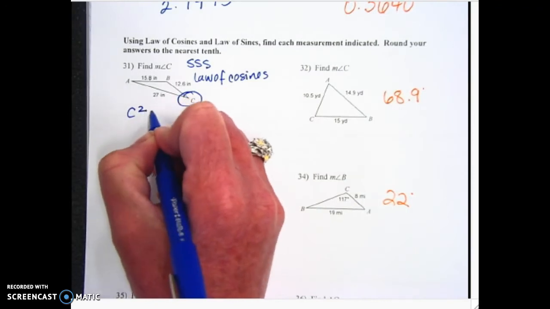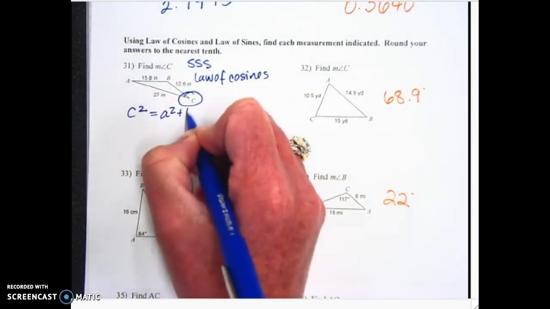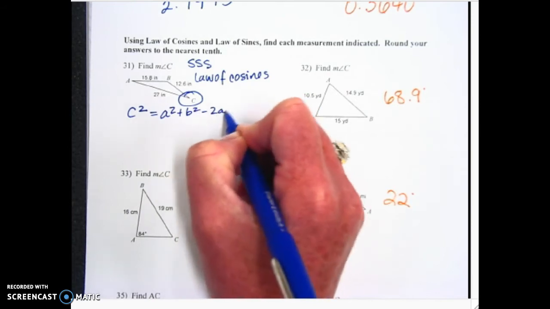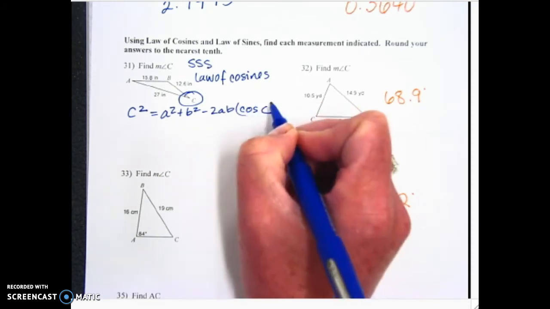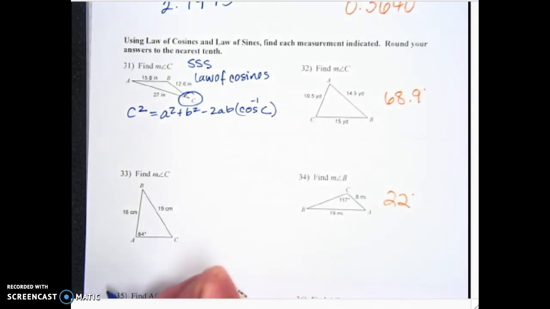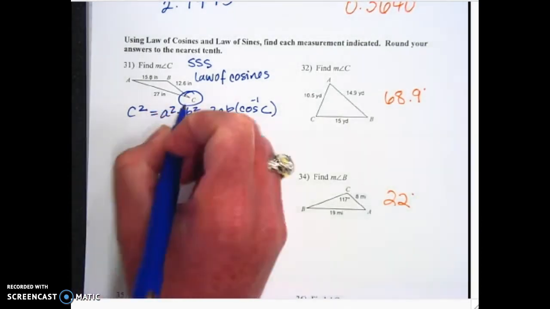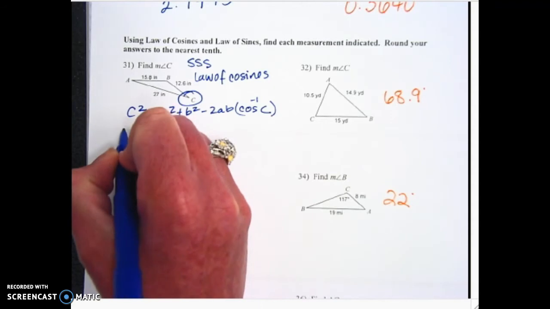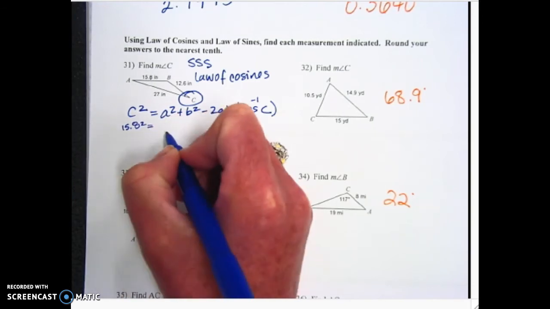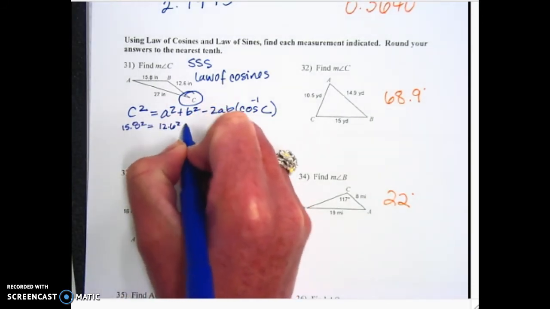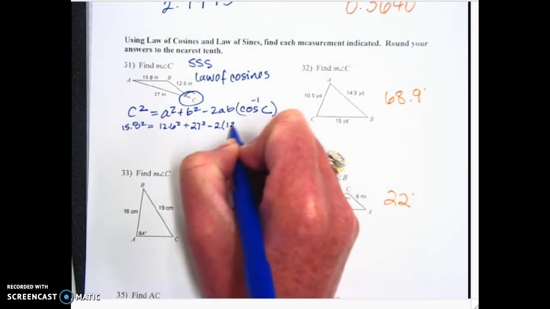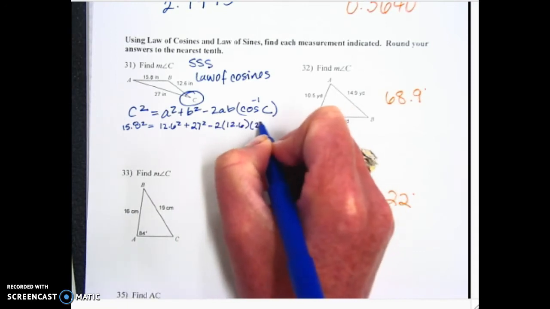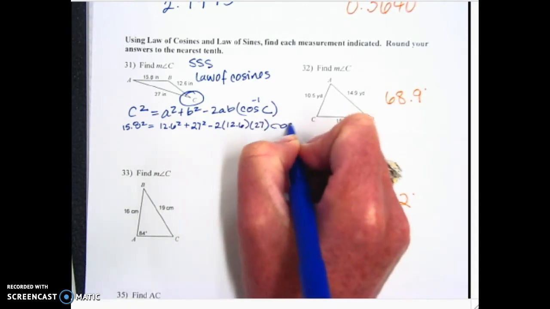So C squared is going to be equal to A squared plus B squared minus 2AB times the cosine of C. Since I know I'm solving for that angle, I know at some point I'm going to need to use the inverse. So I'm going to substitute in all my numbers for my A, B's, and C's. And I'm going to get 15.8 squared equals 12.6 squared plus 27 squared minus 2 times 12.6 times 27 times the cosine of C.